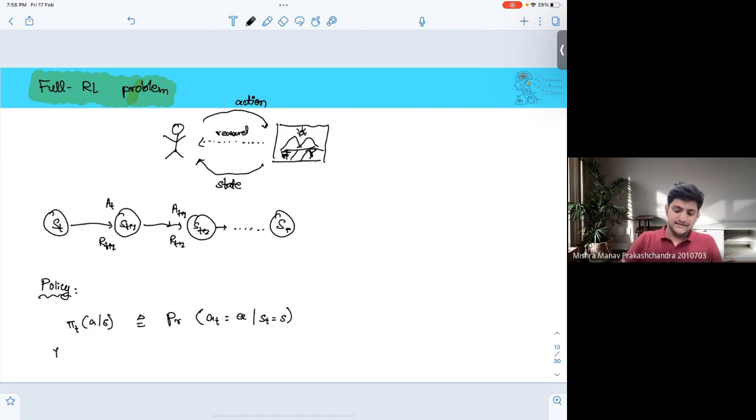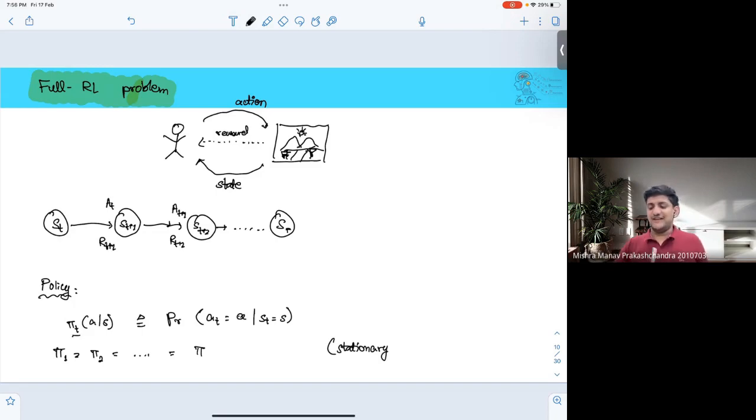Okay, and in most RL problems that we'll be dealing with in this course, we'll say that the policy is stationary. That means my pi of 1 is equal to pi of 2. So I remove this notion of time from here. The policy that we see will be stationary. We don't deal with non-stationary policy, at least in this course.